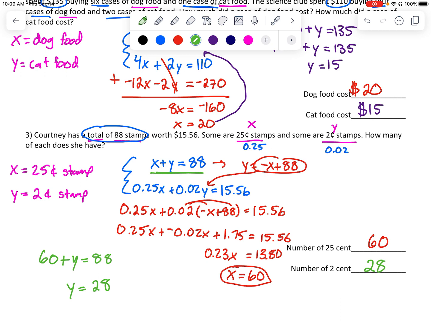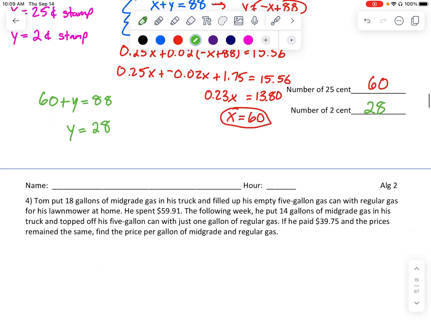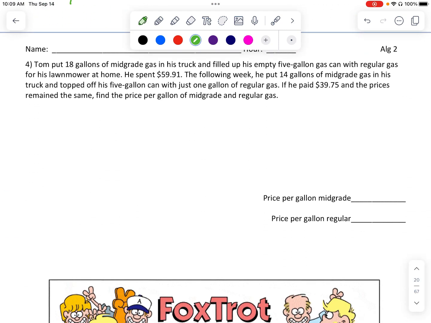All right, our final equation is: Tom put 18 gallons of mid-grade gas in his truck and filled up his empty 5-gallon gas can with regular gas for his lawnmower at home. He spent $59.91. The following week, he put 14 gallons of mid-grade gas in his truck and topped off his 5-gallon can with just 1 gallon of regular gas. And he paid $39.75, and the prices remained the same, so the gas costs the same amount of money. Find the price per gallon of the mid-grade and regular gas.